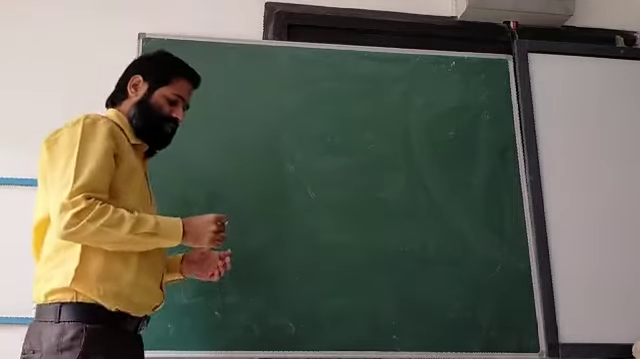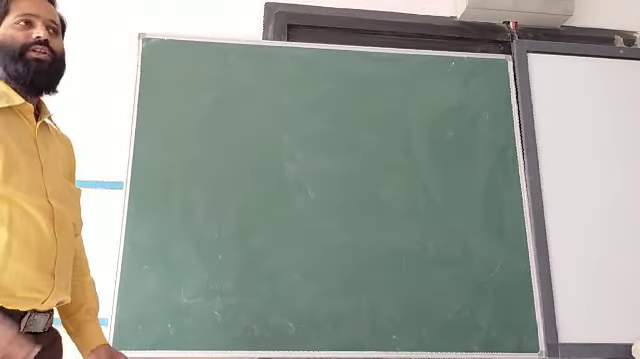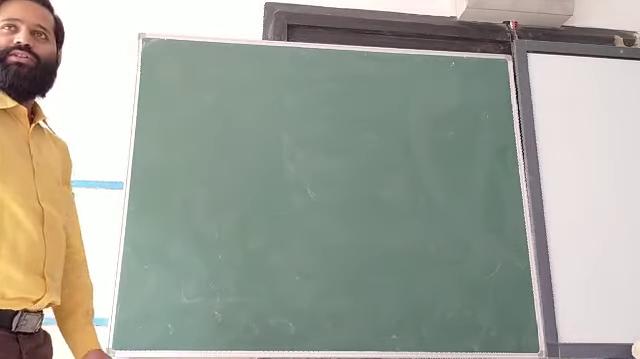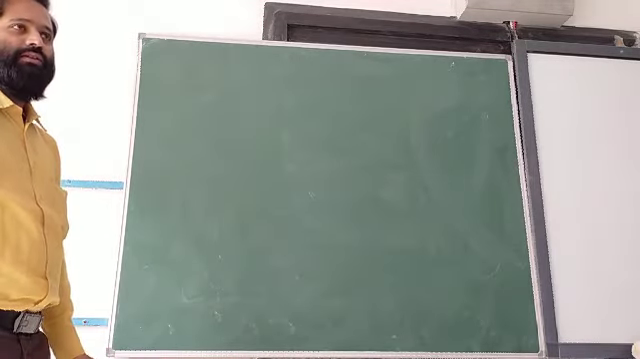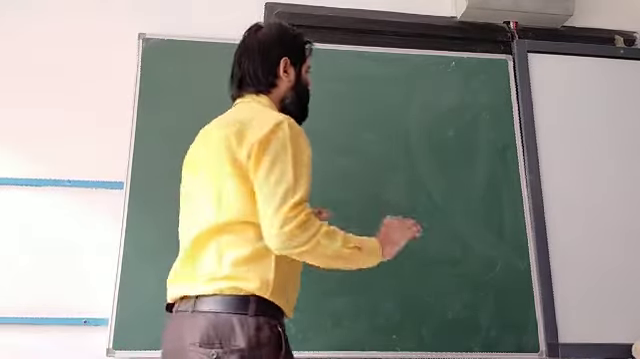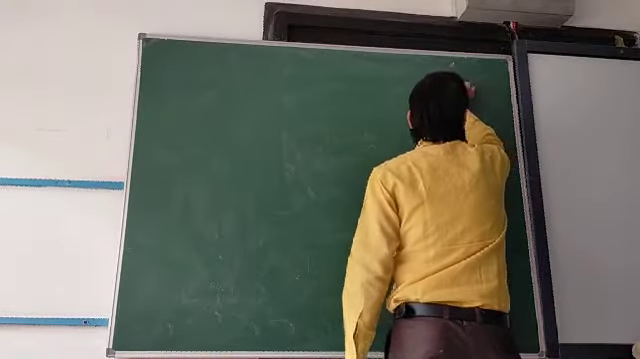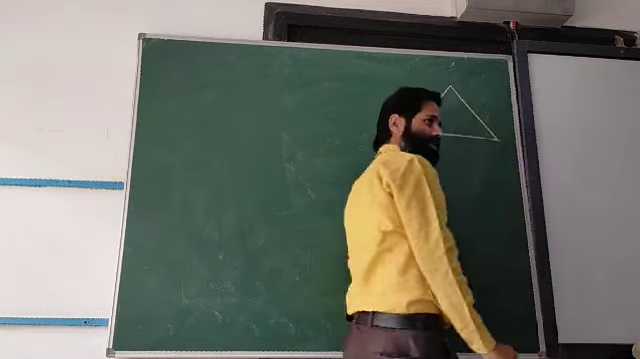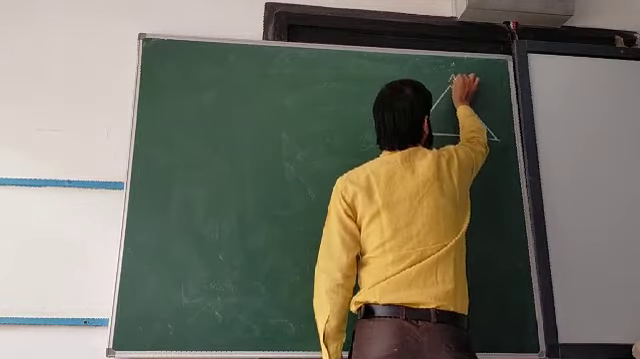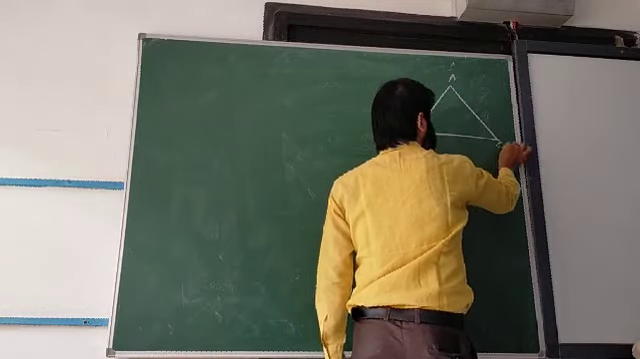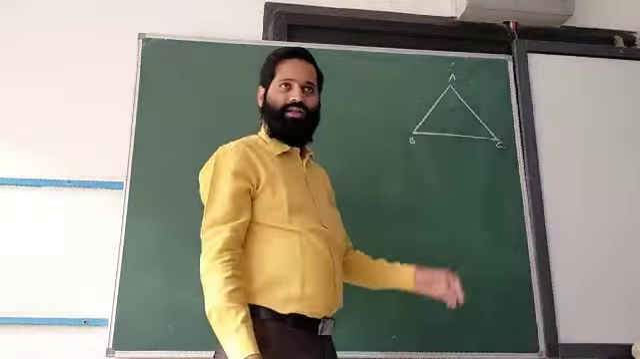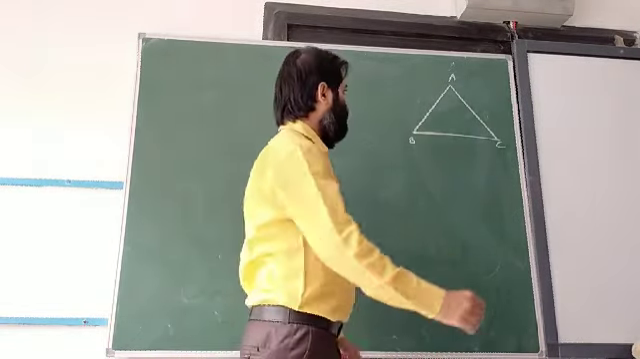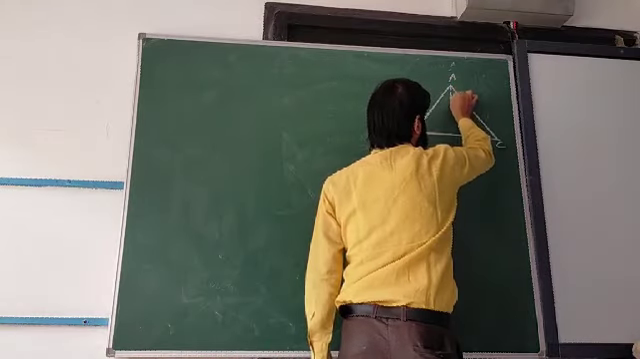Okay, so you need to find the trigonometric ratios of 30 degree. We know that trigonometry is applicable in a right angle triangle. So what I will do, I'll take an equilateral triangle. What is an equilateral triangle? All sides are equal. Let it be A, this is B, this is C. Is it a right angle triangle? So how will I apply trigonometry? I'll draw a perpendicular.